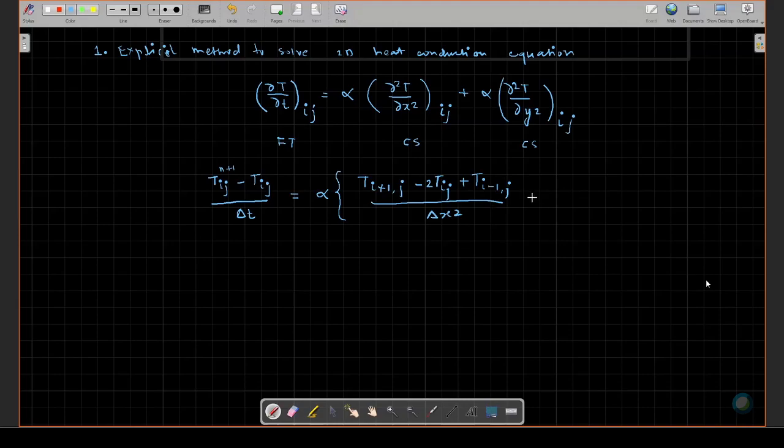Plus t, now this is y, so we are moving in y. So t at j plus 1, minus twice t_ij, plus t at i comma j minus 1, divided by delta y square. How are we doing this? This is done because of this.